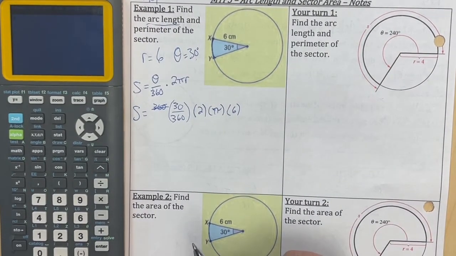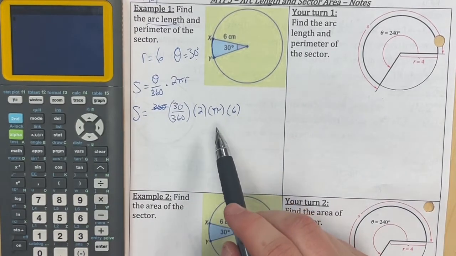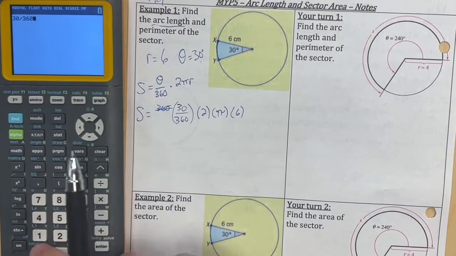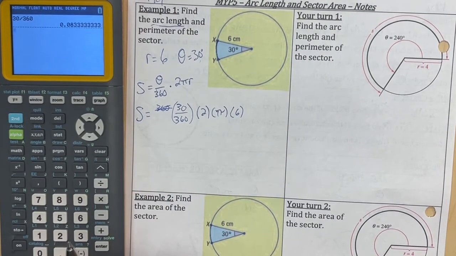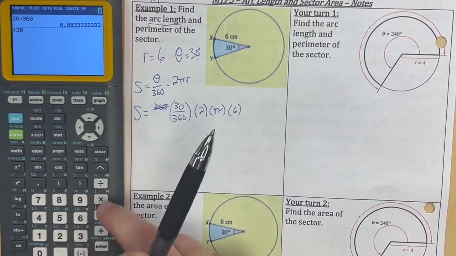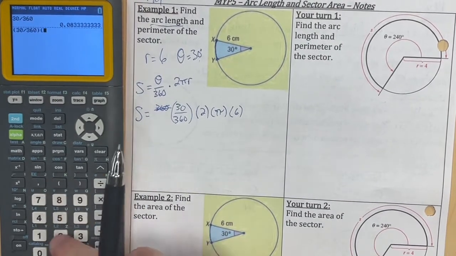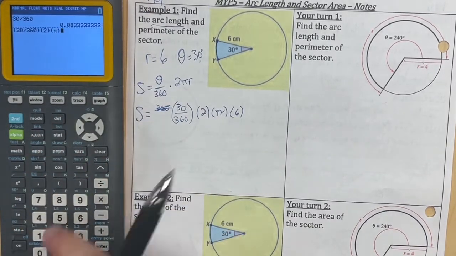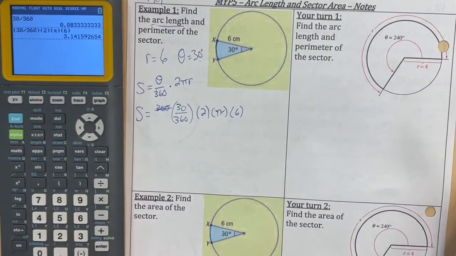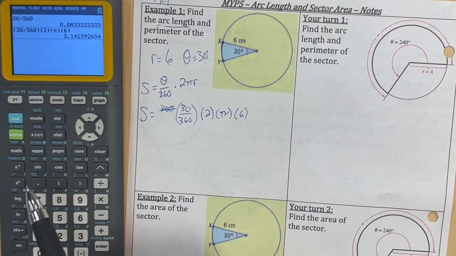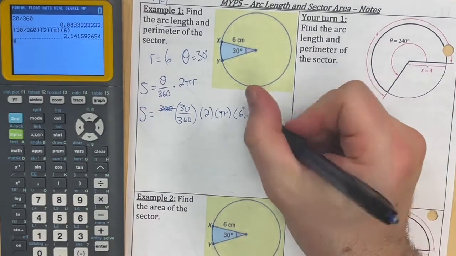So what I would suggest you do is, again, make sure you have all of these in there. You can see what 30 divided by 360 is, about 0.083. What you can do is type it in exactly as it looks: 30 divided by 360, times 2, times pi, times 6. Notice that's going to be about that 3.14.